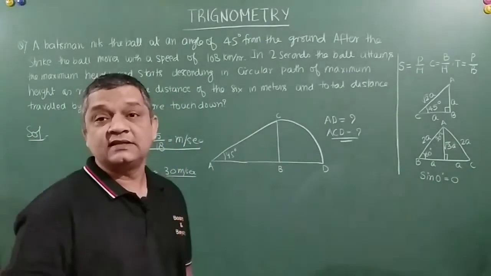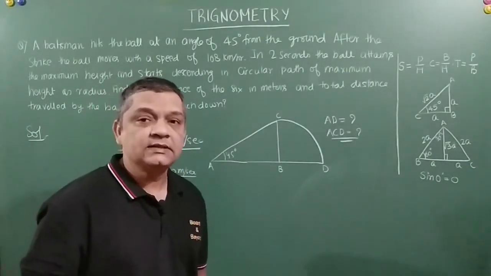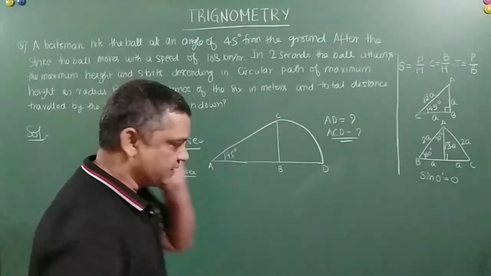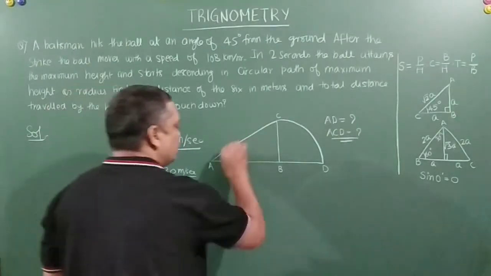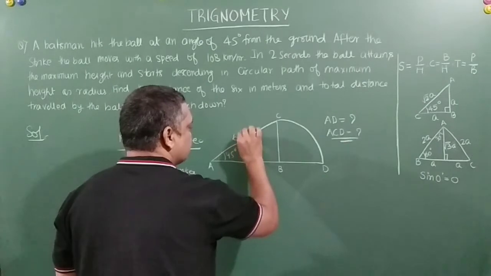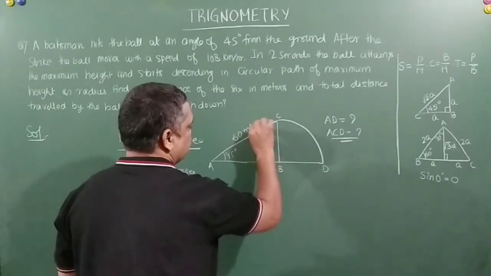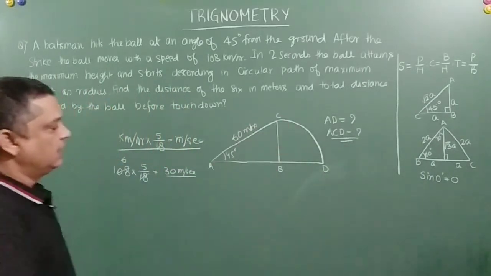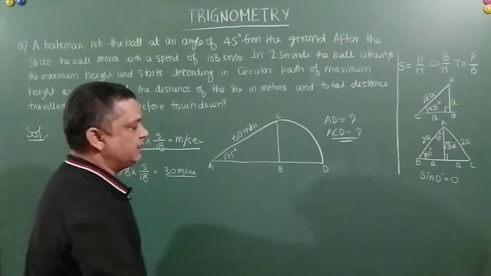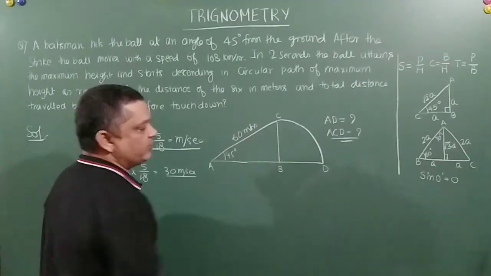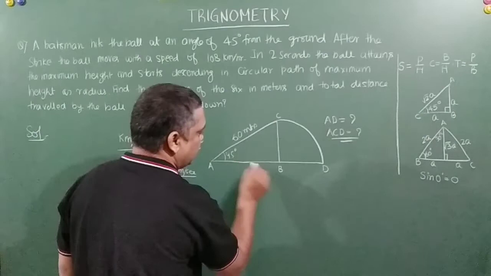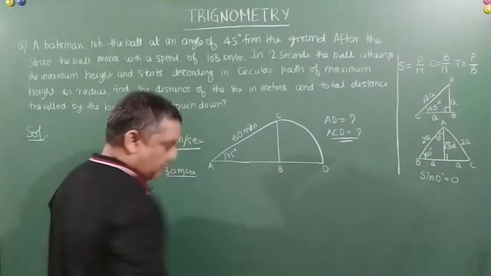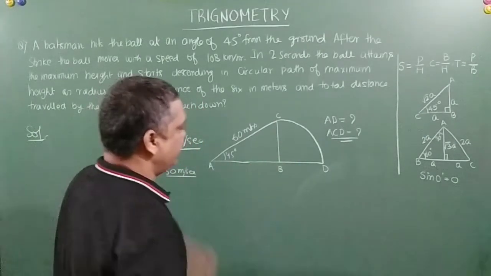In 2 seconds, it will travel how many meters? That is 60 meters, double the distance, right? Double the time. So this AC is equal to 60 meters. Now we know one side, we know one angle, we can definitely find out the other side, either this or this. Let us try to find out AB itself.